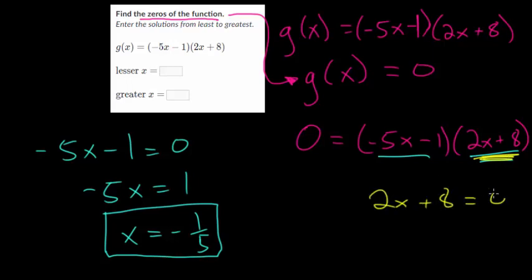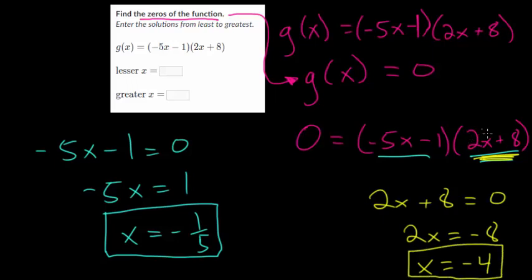2x plus 8, we're going to set it equal to 0. So subtract 8 on each side, you get 2x is minus 8, and divide by 2, you get x is minus 4. So if we plug that in to check it, 2 times minus 4 would be minus 8, and minus 8 plus 8 gives you 0. So both of these worked, and the lesser one is the more negative one. So in this case, minus 4. So we'll put minus 4 there, and minus 1/5 there.